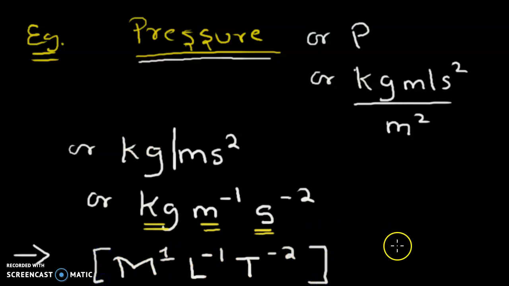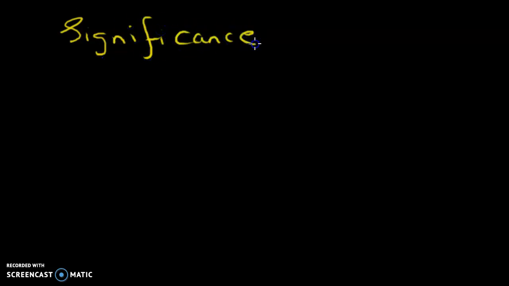So this is the dimensional formula for pressure. Okay, so I can play with n numbers of physical quantities over there, but there is no use of that. Now let's jump into one other important subtopic, which is the significance of dimensional formula. So you must be wondering, what is the significance of these dimensional formulas? Why do we need them in the first place?